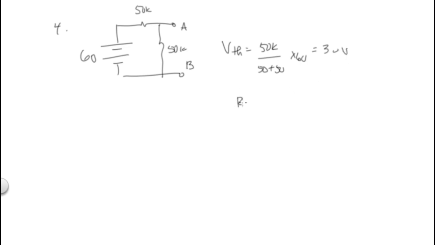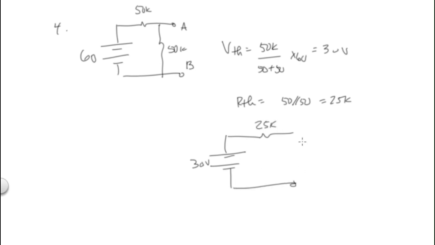What would be R Thevenin? Well, you start at the A terminal, and you say, okay, it's in parallel, so it's 50 in parallel with 50, or 25K. So my equivalent circuit in this case is equal to 30 volts and a 25K resistor. So that's my V Thevenin and my R Thevenin for that circuit. The next one.